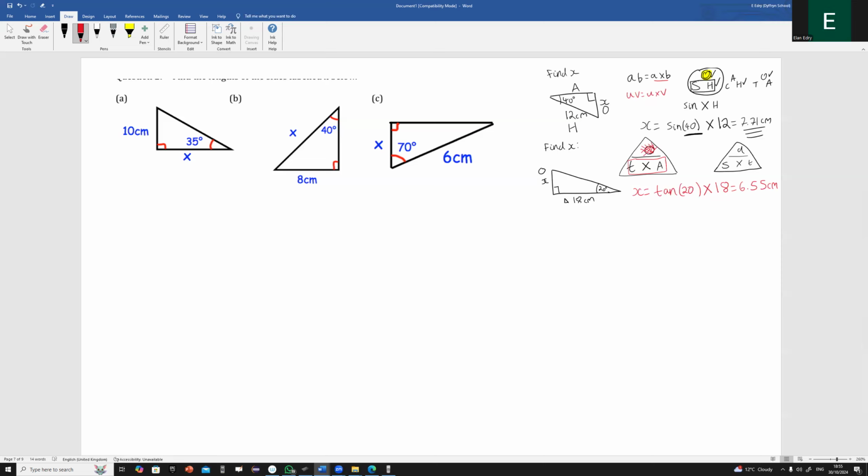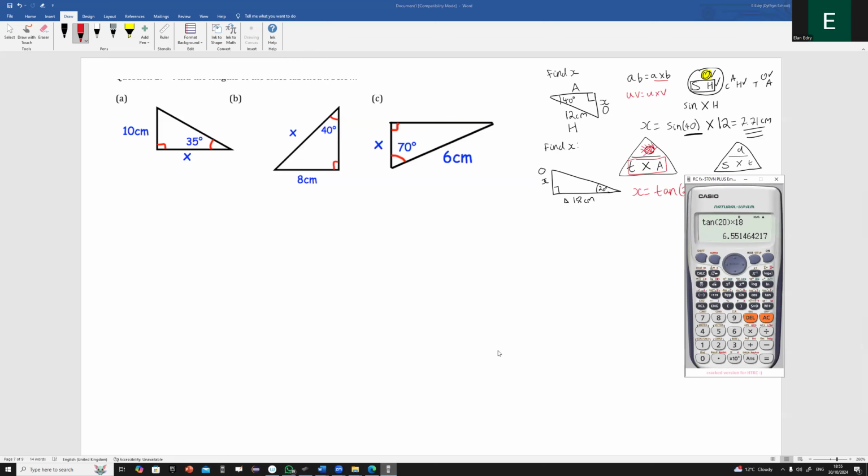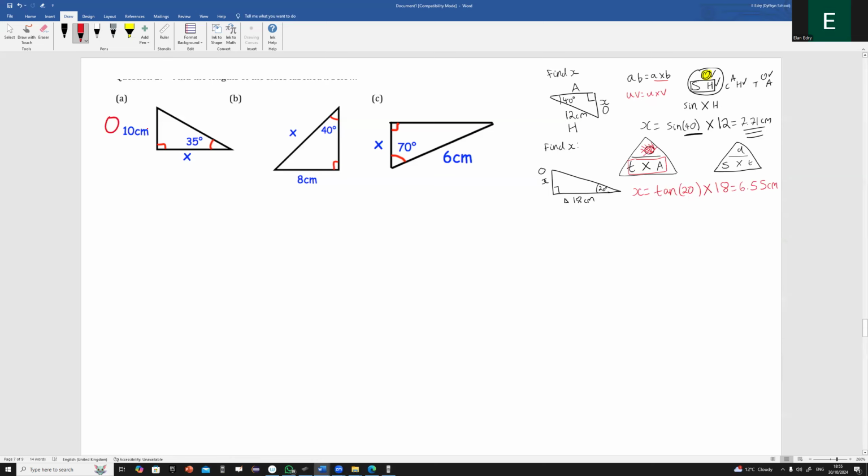Okay, really well done. So we'll go through the first one. Have we got an answer for A? Okay, let's have a look at that. So C. We have the opposite. We want the adjacent. So if I write down SOHCAHTOA, we have the opposite, we want the adjacent. That's tan.